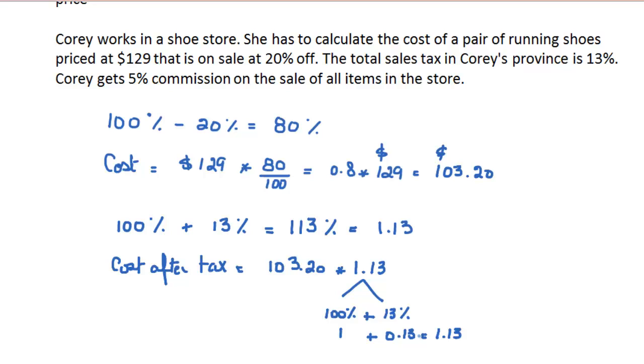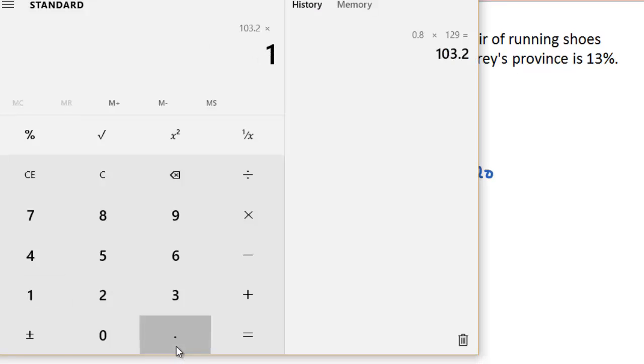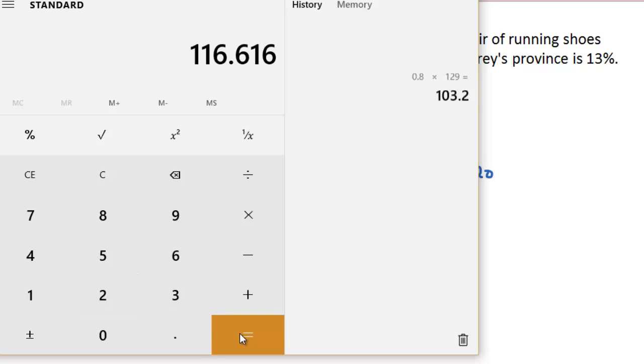If I have this amount times 1.13, it equals 116.62.